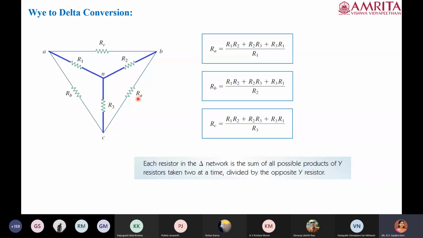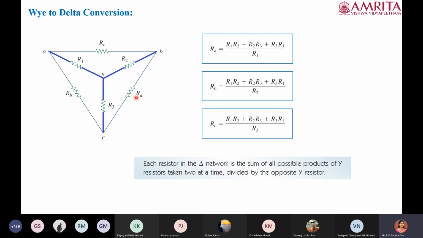So for example, RA is obtained by finding the sum of the product of two resistances at a time. It is like R1 R2 plus R2 R3 plus R3 R1 divided by the resistance which is opposite to that of RA. If you just see this configuration, R1 is opposite to that of RA, so divided by the resistance which is opposite to that of what we are determining. So that will give us RA.